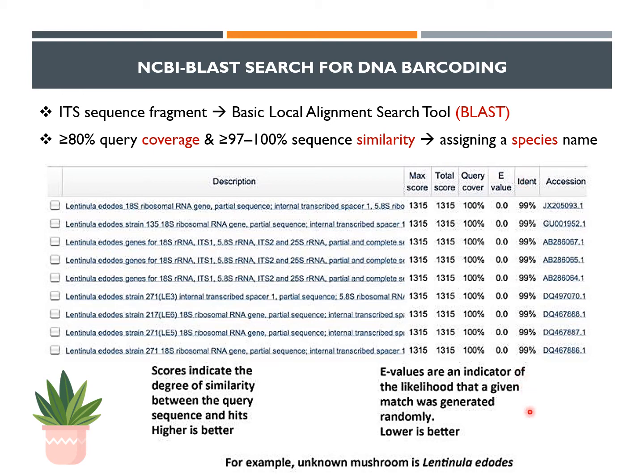And one thing that you will need to consider is the E-value, which is an indicator of the likelihood that a given match was generated randomly. So the lower the E-value, the better. For this example, you will see that the percentage of the query coverage is about 100% for all hits, and for the identity it's more than 97%. So I can conclude that the unknown mushroom of mine is Lentinula edodes.